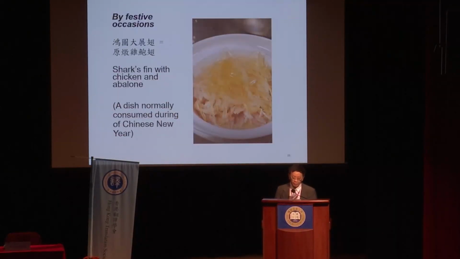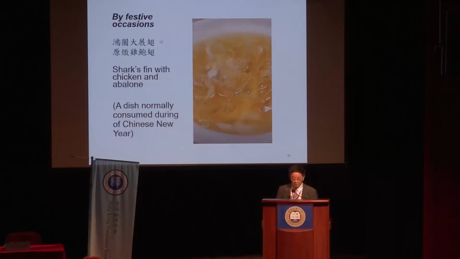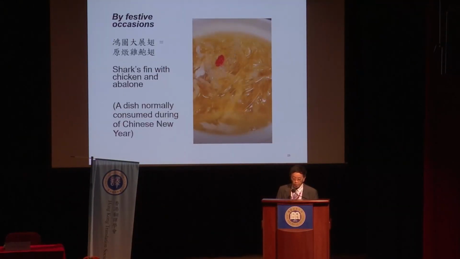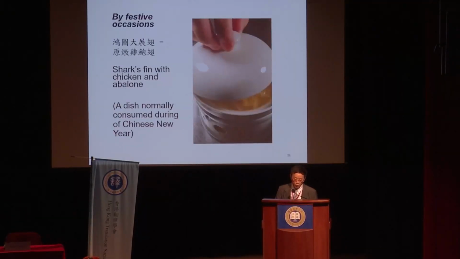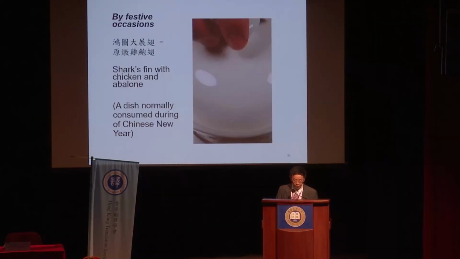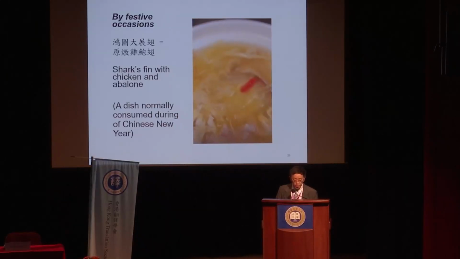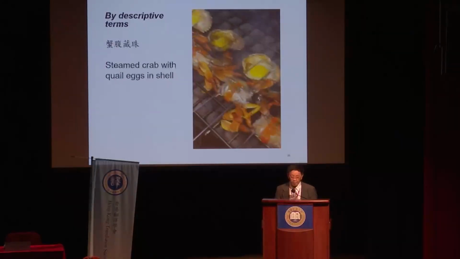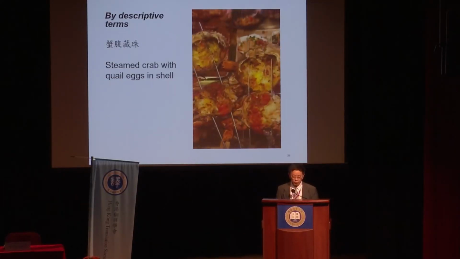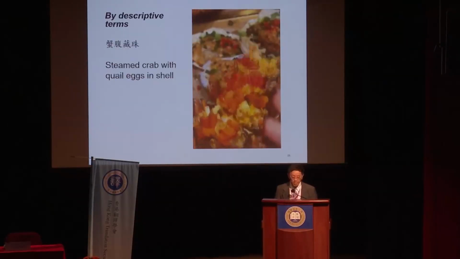People in China are very culture conscious. So on festive occasions, they try to use names which would fit into the occasion. So we have this Hong Tu Da Zhan Ci, what is known as shark fin with chicken and abalone, usually consumed during the Chinese New Year. And then we can also name a dish in a descriptive manner, culturally.